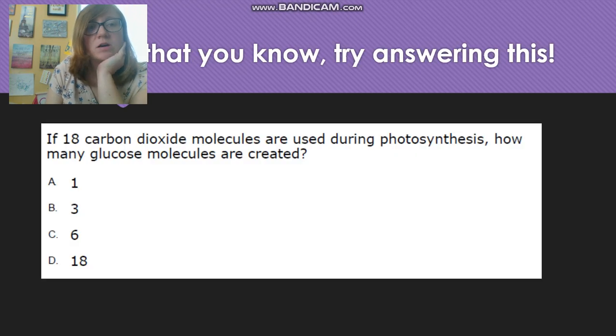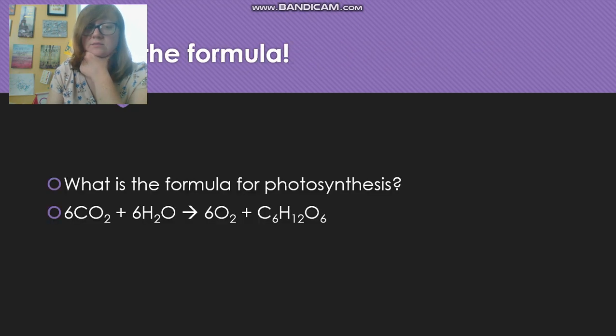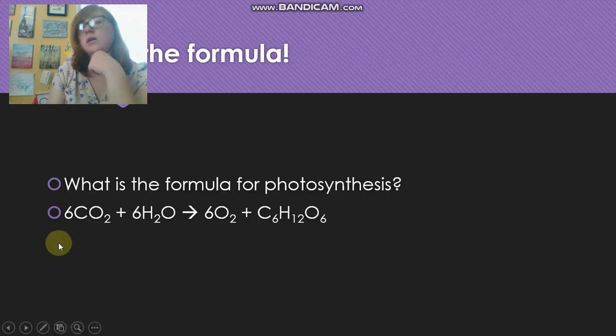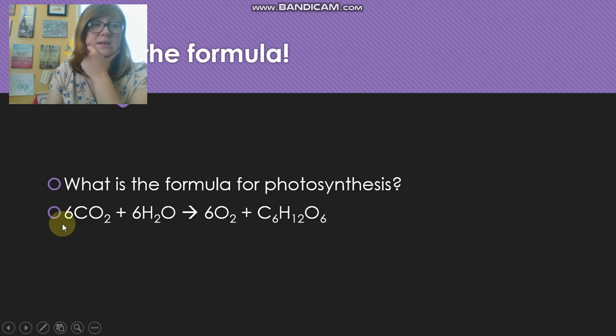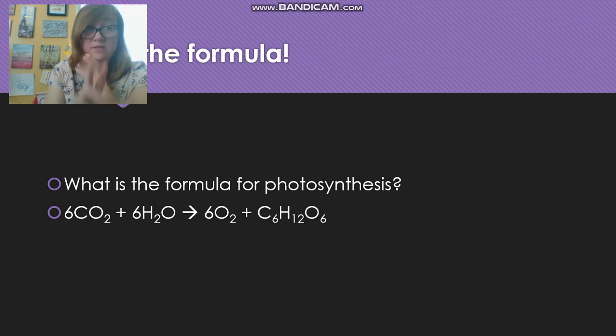Okay, so now that we know about balancing that, let's take a look at this. It says if 18 carbon dioxide molecules are used, how many glucose sugar molecules are created? So let's think back to this formula. They're telling us that they want us to use 18 instead of 6. What could we do to 6 to get to the number 18? We could multiply by 3.